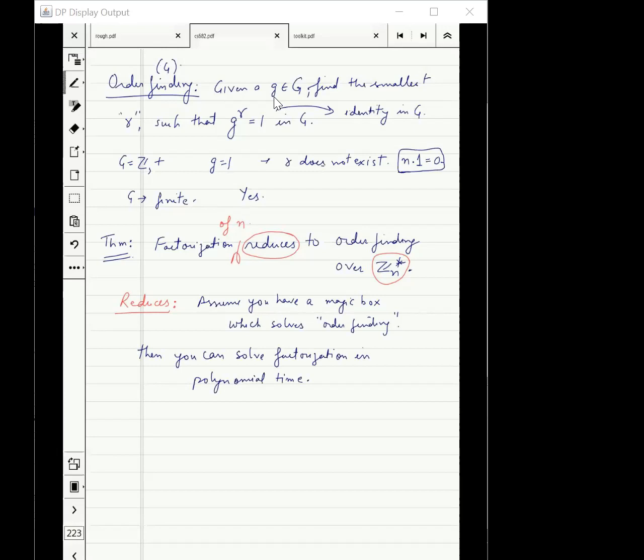In general, I can have two problems. A reduces to B means if I can solve B, then I can solve A. Or given a subroutine for B, I can find an algorithm for A. In this case, today we will assume that we have a black box, a magic box which solves order finding for us. Then we can solve factorization. And the extra time, except that magic box, is not more than polynomial. Thanks, Ronak, again. That's perfect. This is the definition. Now we know what is the meaning of reduction.